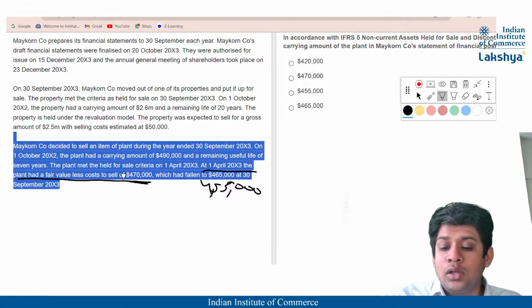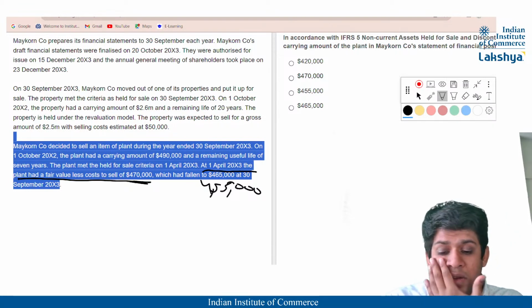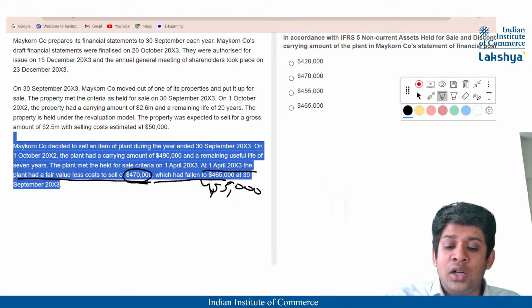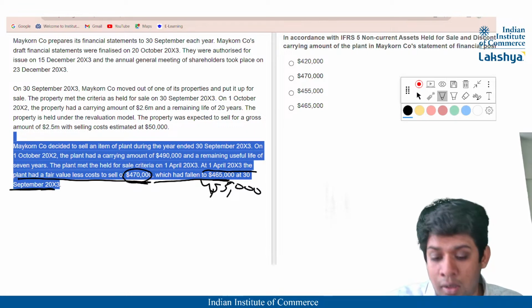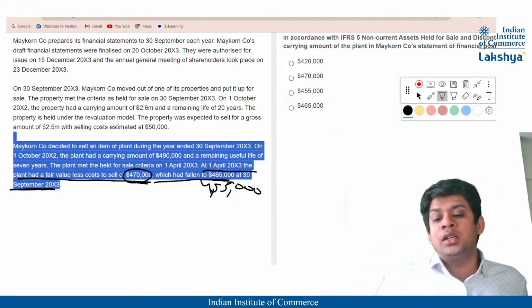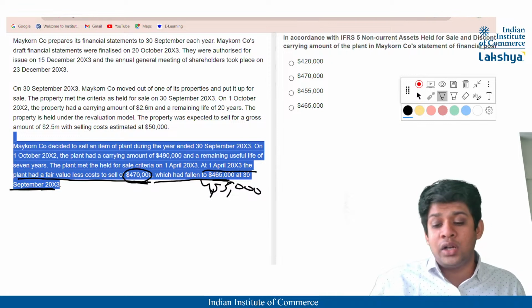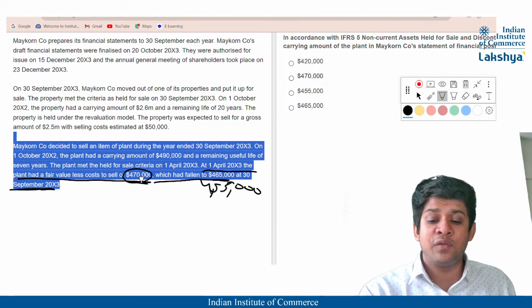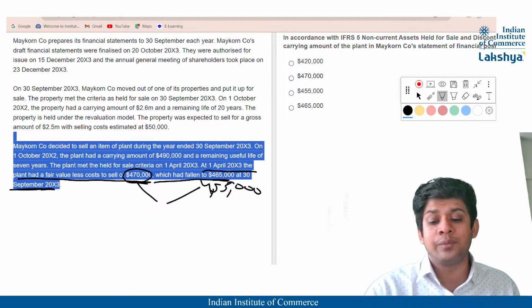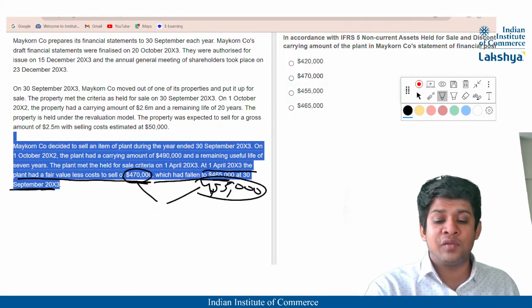Right. Now, on the date when it was classified as held for sale, the fair value was 4,70,000, which had fallen to 4,65,000 at 30th September 2013. Right? And that means at the year end, the fair value had fallen to 4,65,000. Now, firstly, guys, when it is classified as held for sale, we take the lower of 4,70,000 and 4,55,000. Correct? So that is obviously 4,55,000.